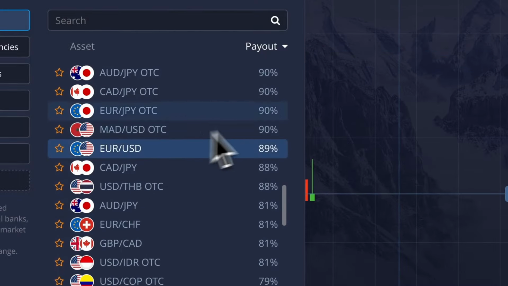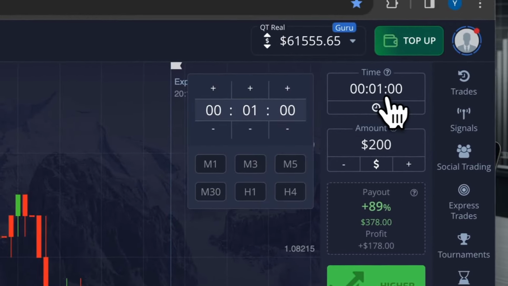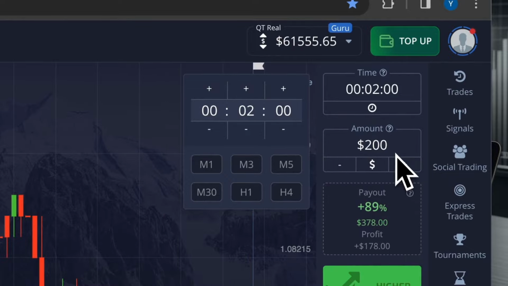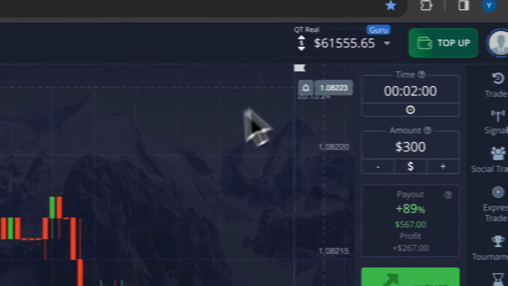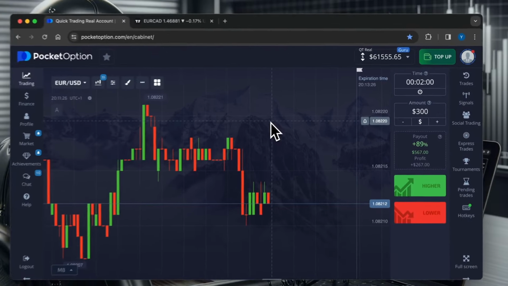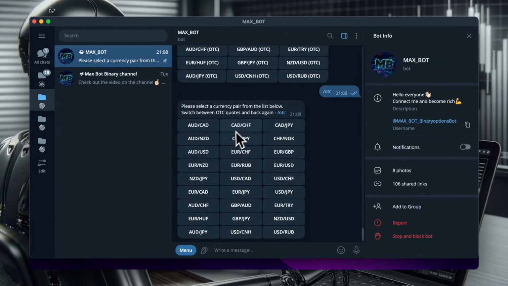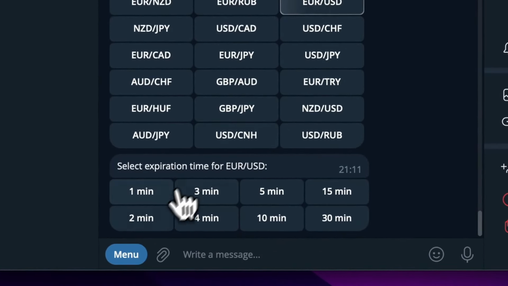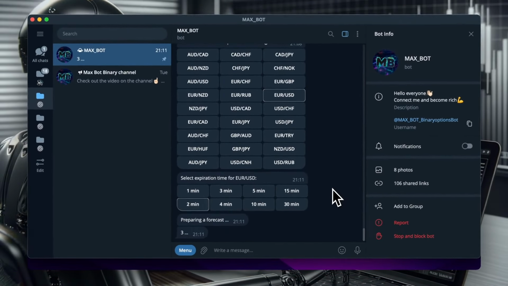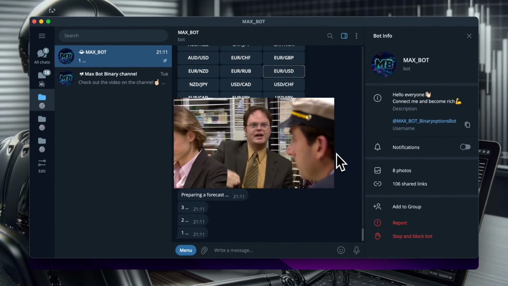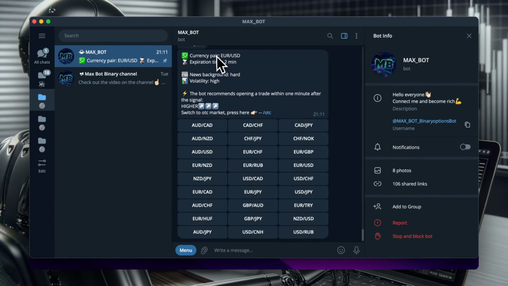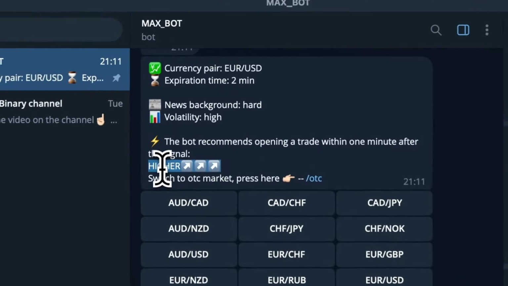I will start trading with a currency pair with a high payout percentage, the euro and the US dollar. The time frame for the first trade is 2 minutes. The investment amount is $300. You need to click on the corresponding settings in the robot menu, after which it will almost instantly give its recommendation. Aye, aye, Captain. The bot wants me to enter the market for higher. I will heed his advice and click the green button on the broker's website.